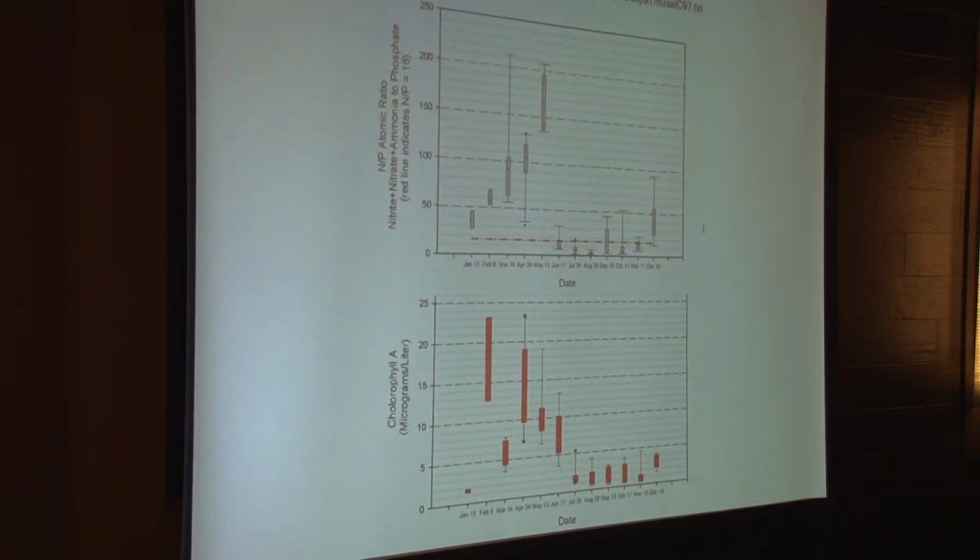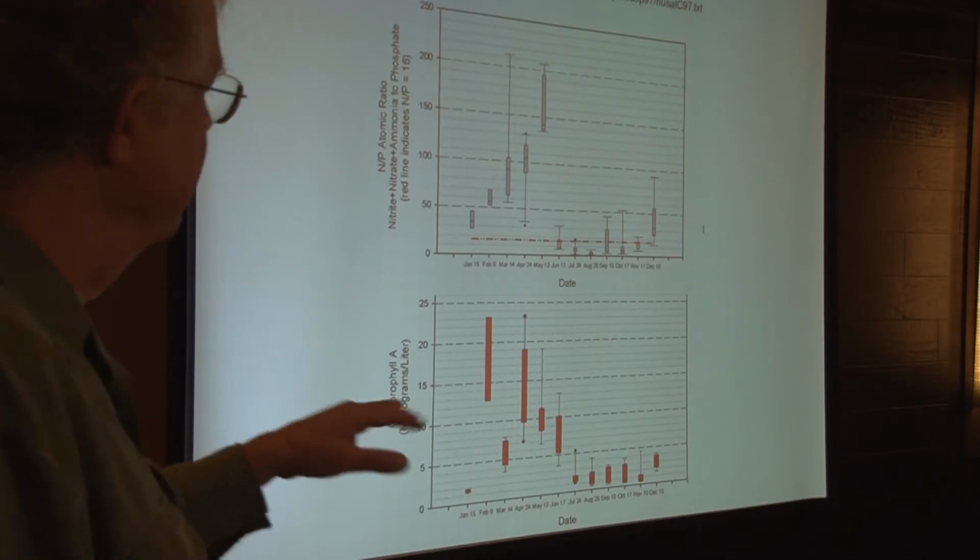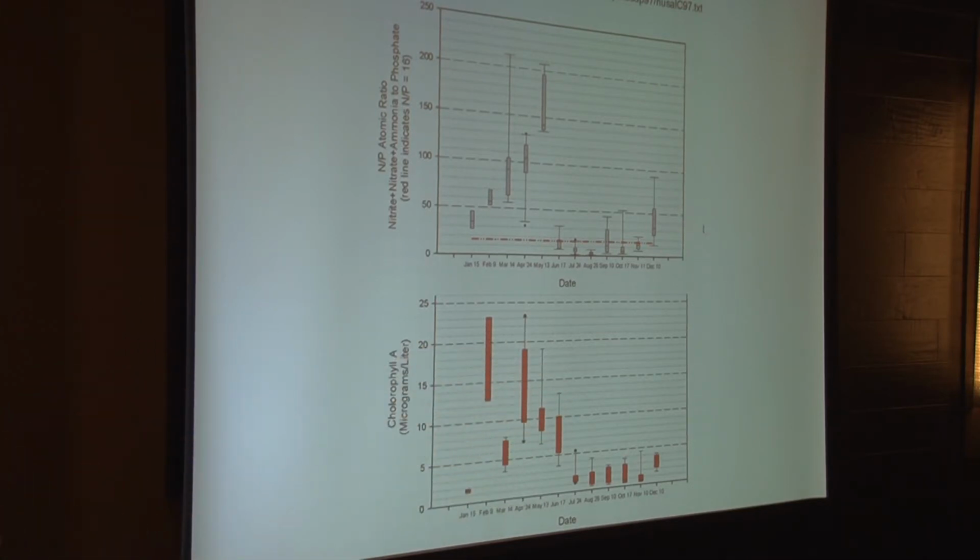In the springtime is when there's the big bloom off the Mississippi plume region in the Gulf of Mexico. This is the N to P ratio that's occurring. So here you can see this big, huge freshet delivering all that nitrogen, giving very high N to P ratios. And then the system goes basically to Redfield or below Redfield even in the summertime.